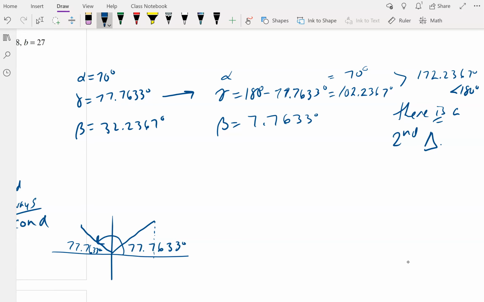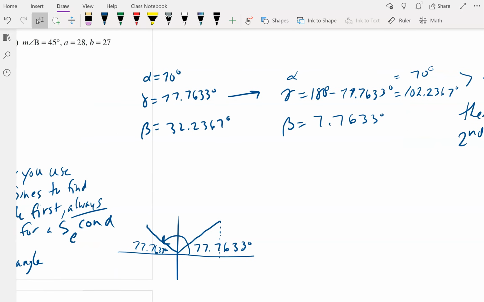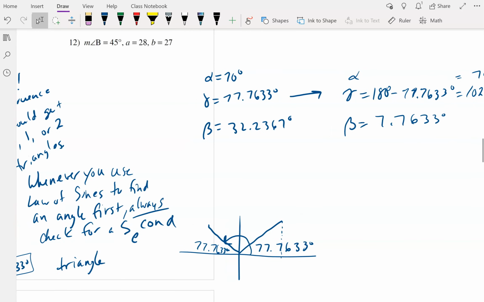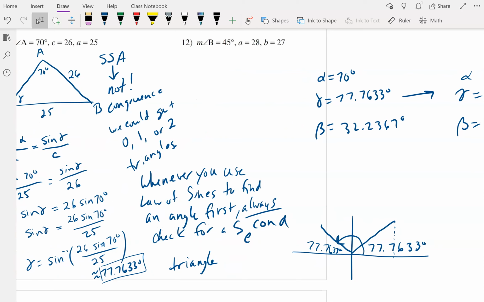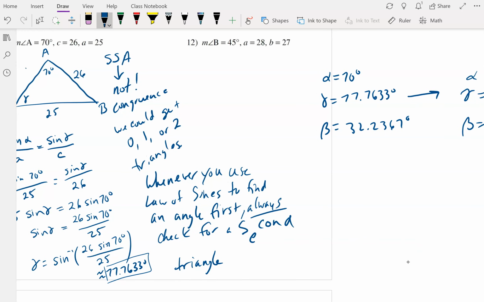All right, so back to solving. After all of this, I've forgotten what the lengths of the sides are. 25 and 26. There's the picture. There's one more side to solve for in each of these. So for B over here, which we still need, I would have sine of beta over B is equal to sine of alpha over A.